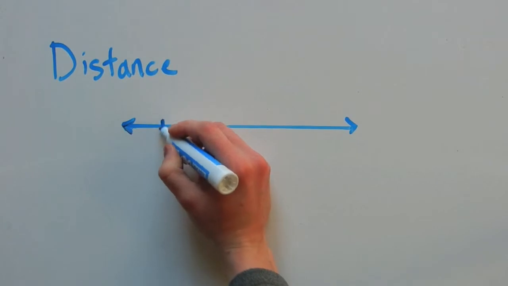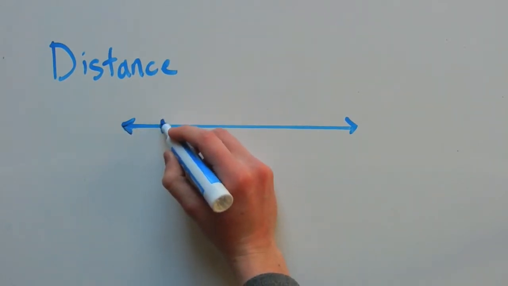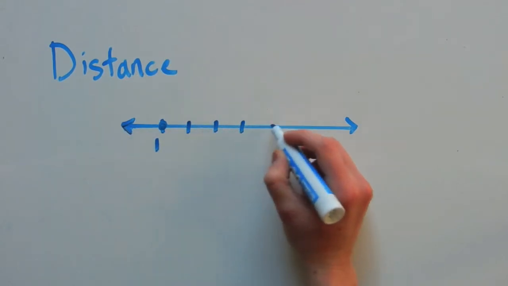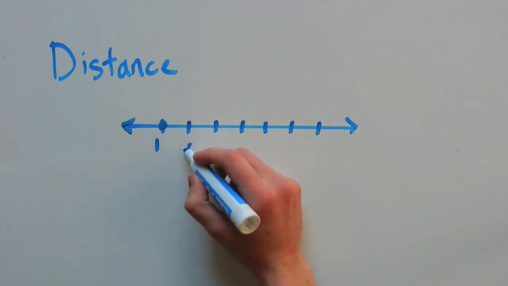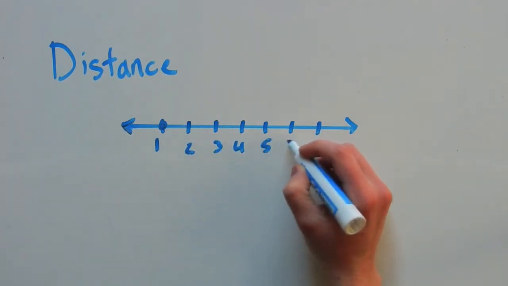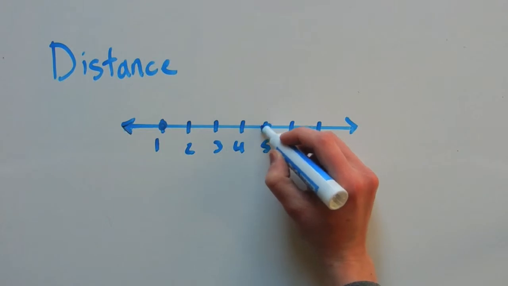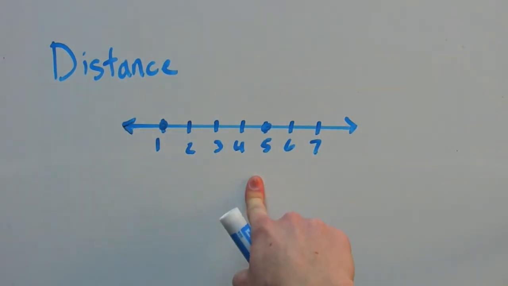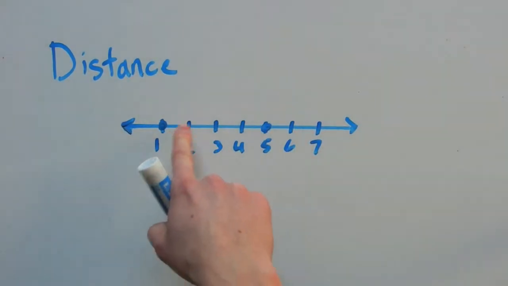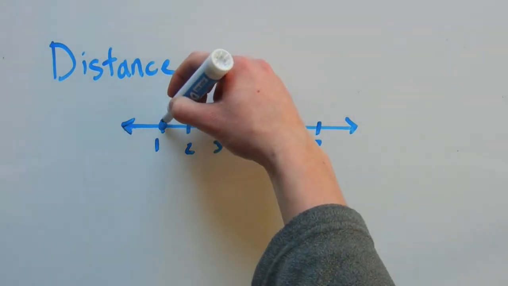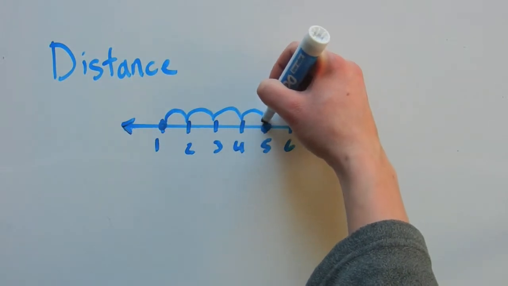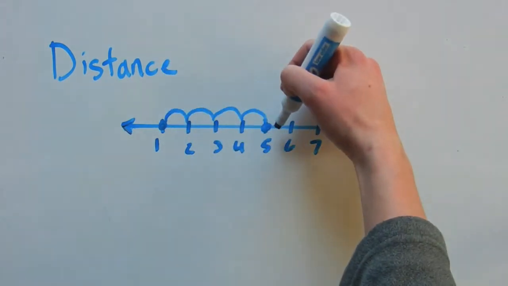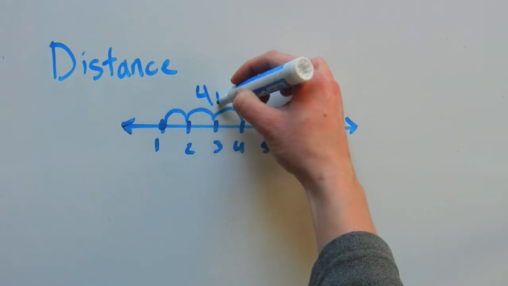Let's say you're starting at unit 1, so you have a point on 1, and a point on 5. The distance between those is simply the number of steps, or the number of units between them. So 1, 2, 3, 4. So the distance between 1 and 5 is 4 units.